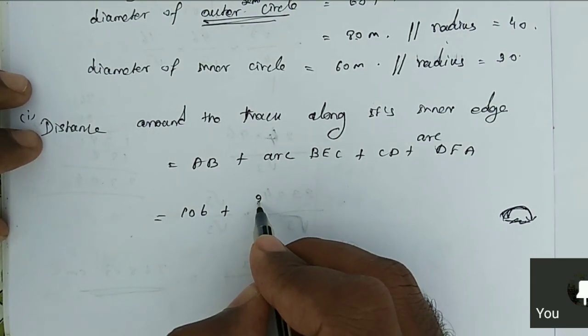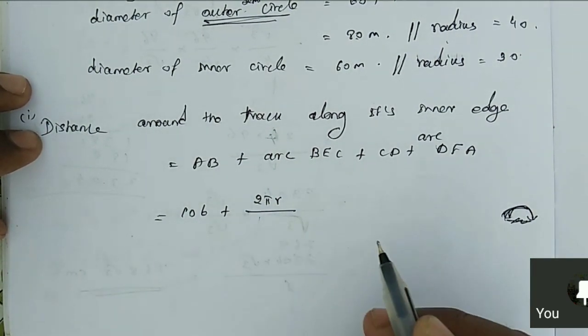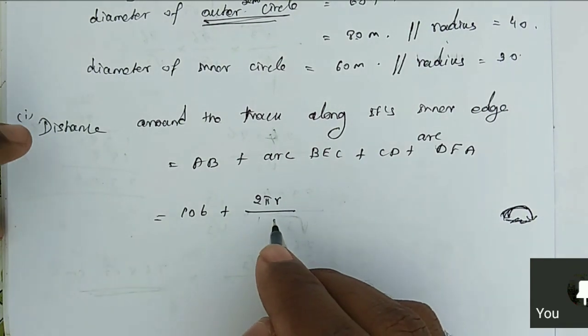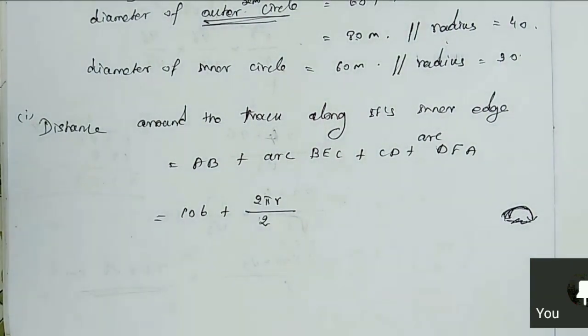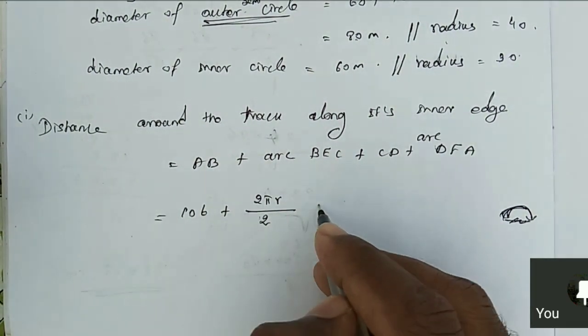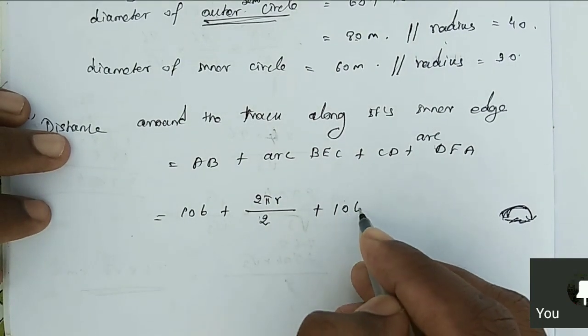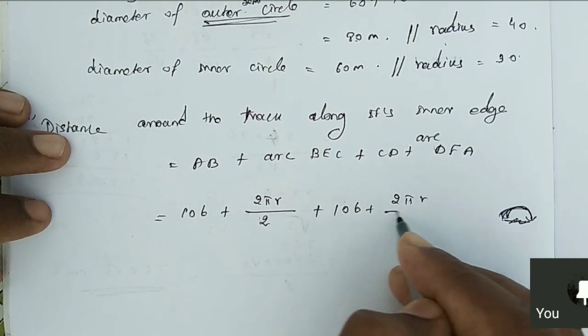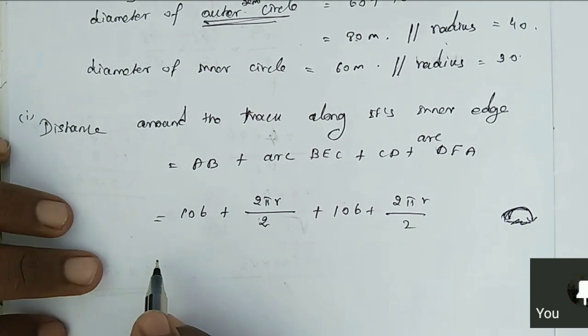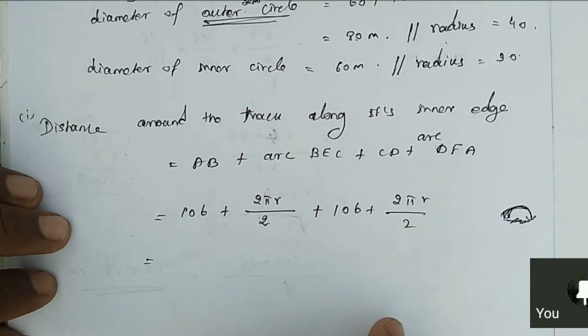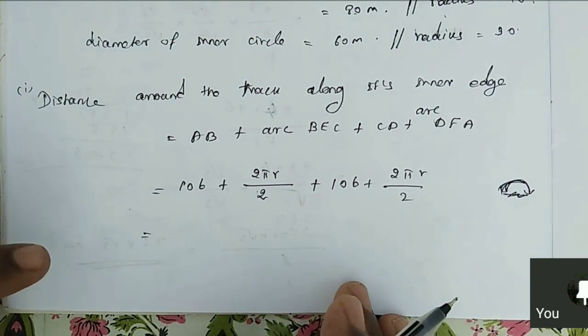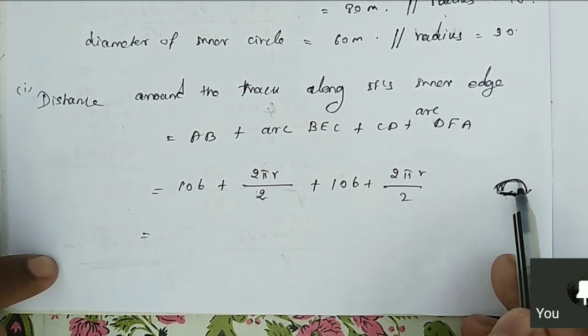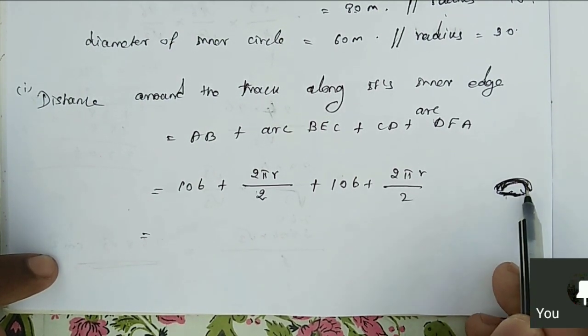We all know 2 pi r is for what? Circle. So half of the 2 pi r, right? Plus CD also 106. Here also it is half of the 2 pi r. That's all. Clear? That is the arc length only. That is not the perimeter. Perimeter in a sense, we should add the diameter also. So here you are finding only the arc length, the above arc length alone.